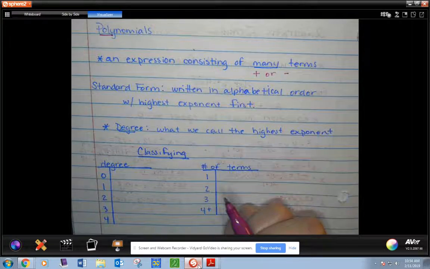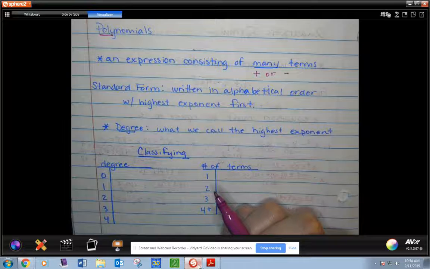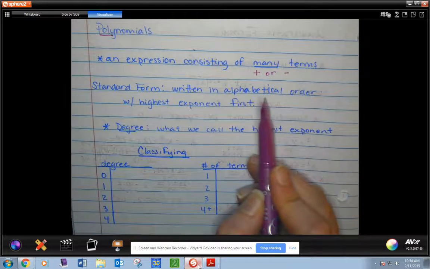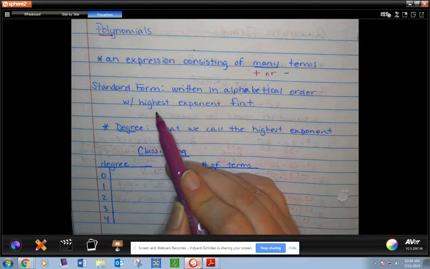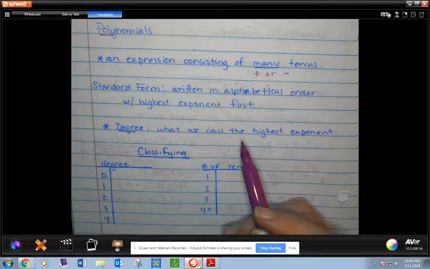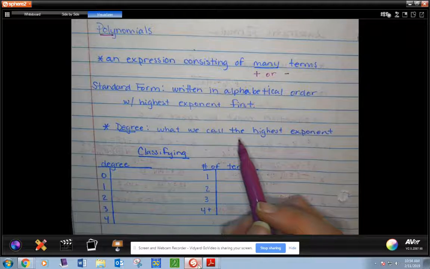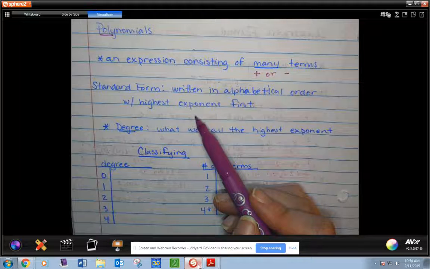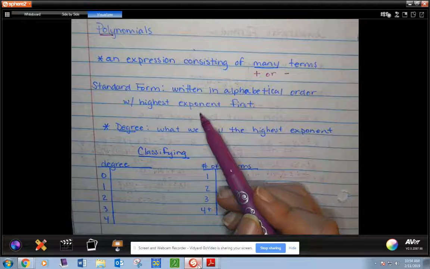Now we have to do two things. Today we're going to be classifying and we're going to be writing in standard form. So starting off, standard form just means you write it in alphabetical order with the highest exponent first. Now, we've been working where we were combining like terms and I let y'all write it however you wanted to. Now you have to move to standard form. This is where I've been telling you the STAR test writes it a certain way. So this is the way the STAR test will write it. So now you're graded on this way.